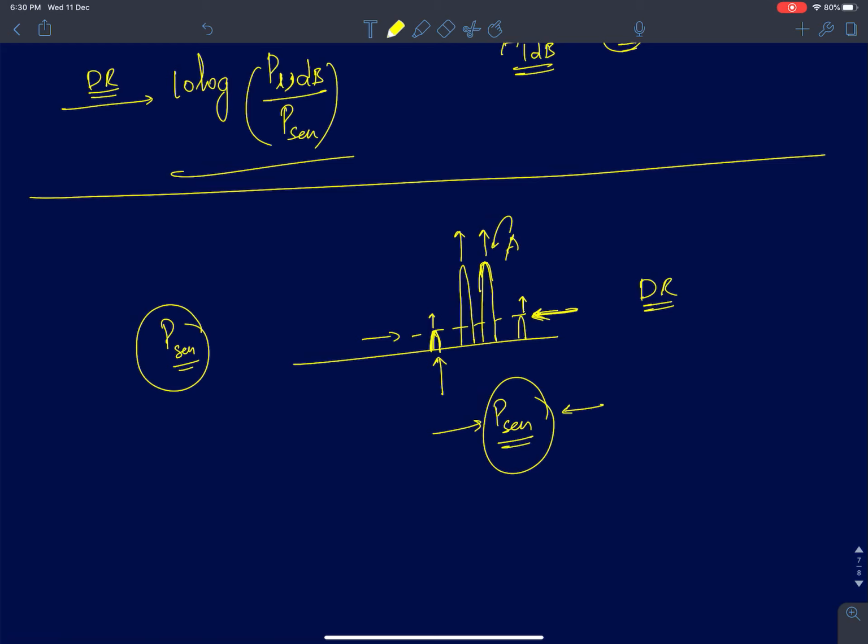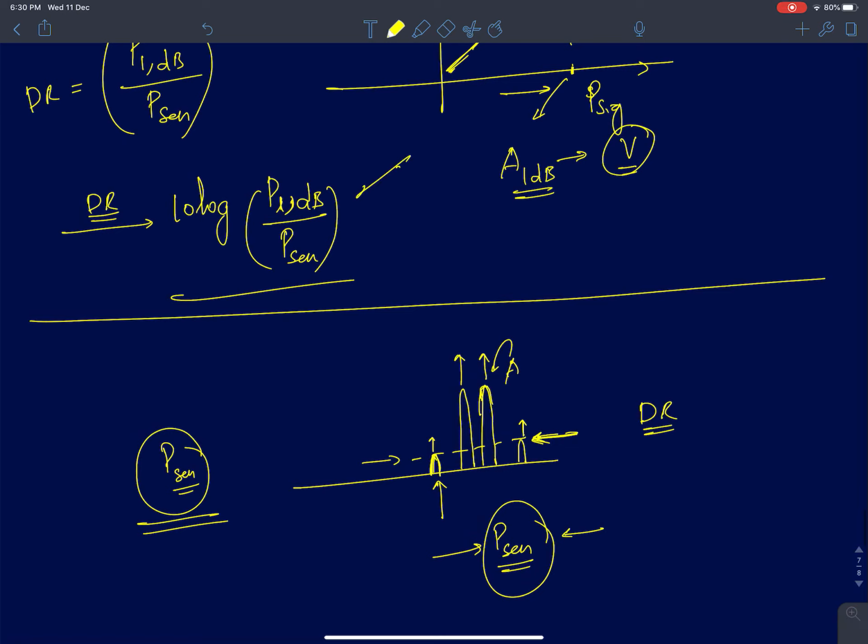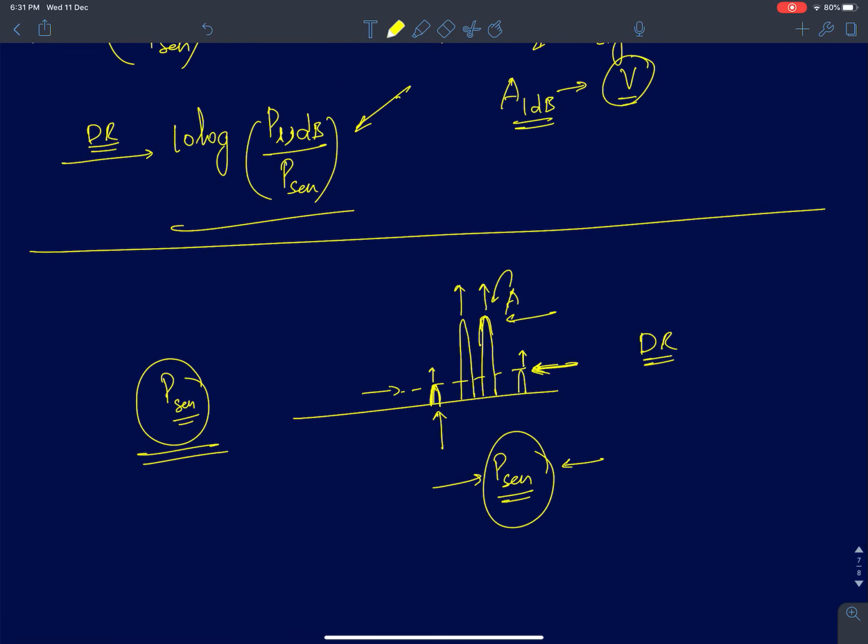The minimum level is always fixed, which is P sensitivity. The maximum level can be found using just a single tone, your signal at the desired frequency, and finding the 1 dB compression point. Or you can feed interferers in a two-tone test, and see when your intermod terms keep increasing until they become equal to the input referred noise floor or sensitivity. I'll clear that out in the next video, which I'll post immediately. So this is the other way of finding the dynamic range. I'll stop at this point.